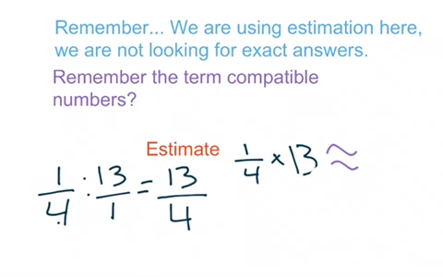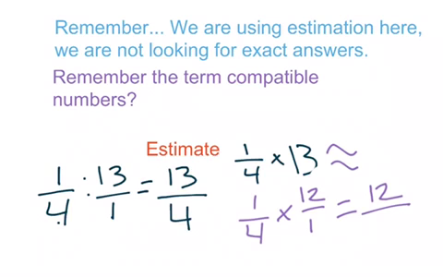So 1/4 times, what number could 4 go into that's near 13? Think about that for a second. I'm sure you're thinking 12. 4 goes into 12, so we're going to keep our 1/4 and multiply it by 12 instead. 12 over 1, because 12 is a whole number, and all whole numbers are written over 1 for a fraction. So 1 times 12 is 12, and 4 times 1 is 4.